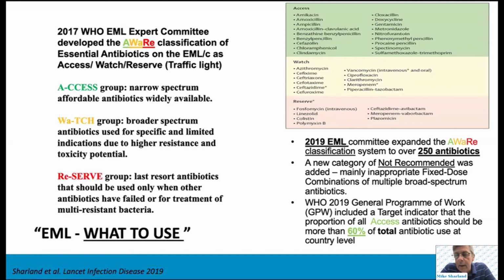There's a new category that's been added on, Not Recommended, which we won't talk about today. And this was then extended to antibiotics that are actually not on the essential medicines list, but multiple other antibiotics being used in humans globally were given an Access, Watch or Reserve categorization. There are 41 antibiotics on the essential medicines list, and there are now 270 antibiotics that have an AWaRe group allocated to them. And this led to the GPW target that 60% of all total antibiotic use at a country level should be Access antibiotics.